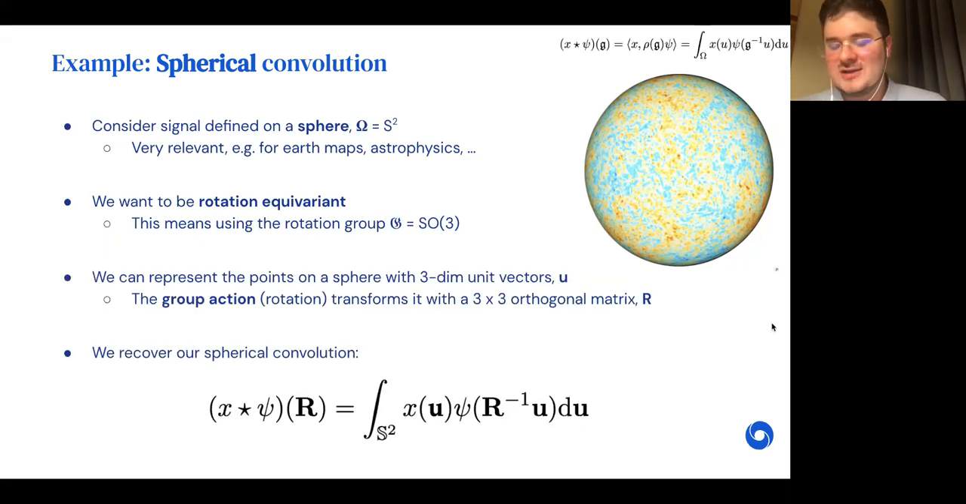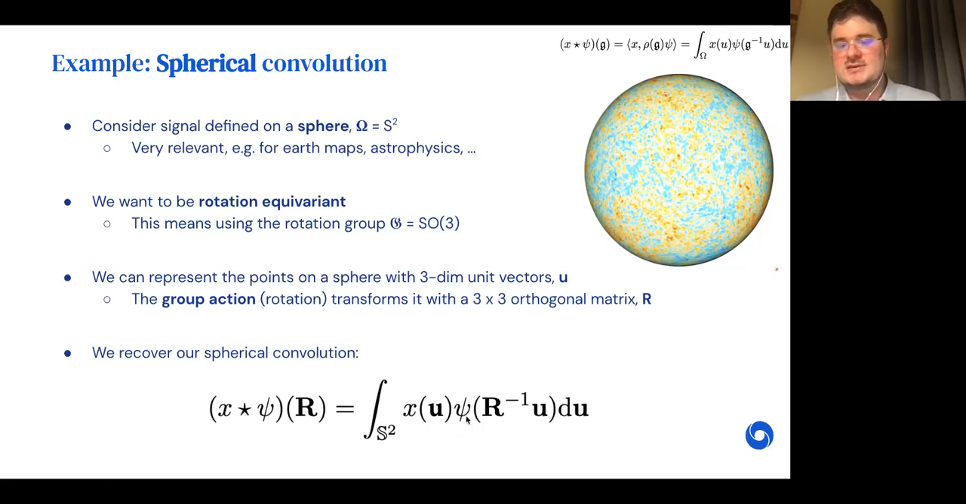So, okay, let's try to apply the group convolution idea, which I put in the upper right corner, just as a refresher if you need to check it as we go along. So in this case, we can represent points on a sphere, our domain elements, with three-dimensional unit vectors u. And our group actions, which are the rotations, can be represented using 3x3 orthogonal matrices R. So what does our spherical convolution look like? We have a signal over the sphere convolved with another signal over the sphere. And now it's parametrized by a rotation matrix R. And we take the inner product of the original signal and the appropriately transformed filter psi.